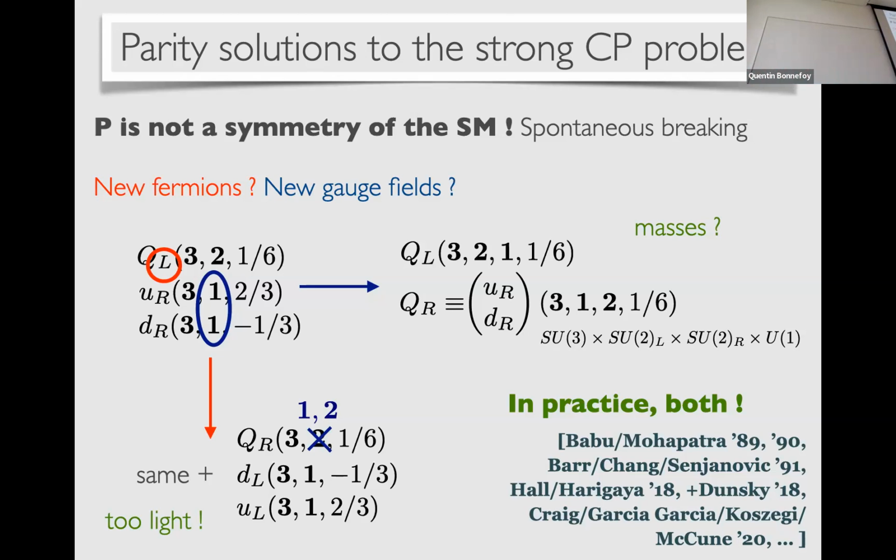Yeah, so you can do this with the bidoublet, that's right. And I think those models have issues with the phases you're going to get when you spontaneously break. So I think they have issues solving the strong CP problem because they are regenerating phases through the Higgs. Right. Sorry, yeah, you're right.